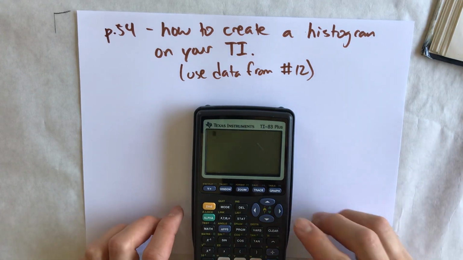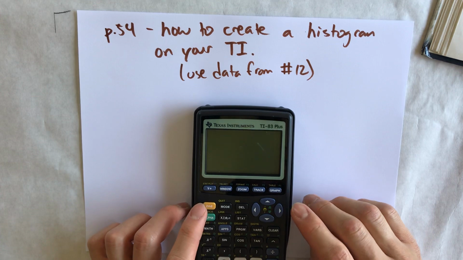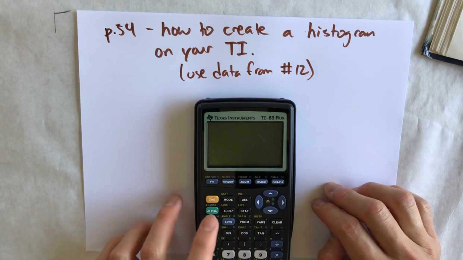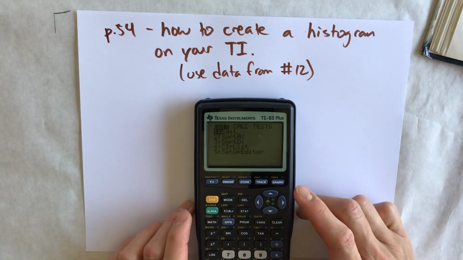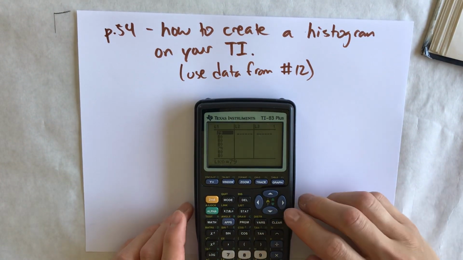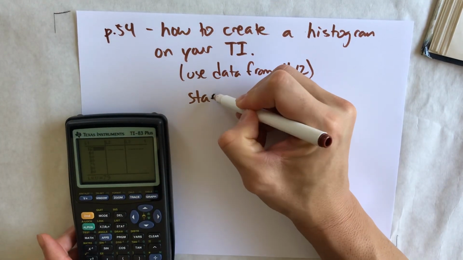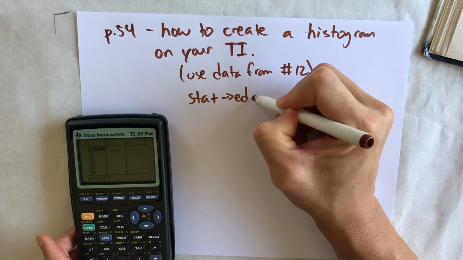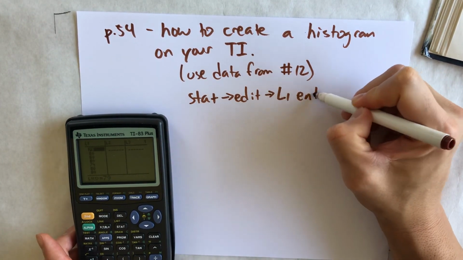Okay, so I'm going to turn on my calculator, and I'm just going to follow the directions right here. First, you have to input your data. When you input your data, you go to Stat, and then you hit Edit. I'm not sure if you guys can see that, so let me say that again. You're going to go to Stat, Edit, and then under L1, you're going to enter data.